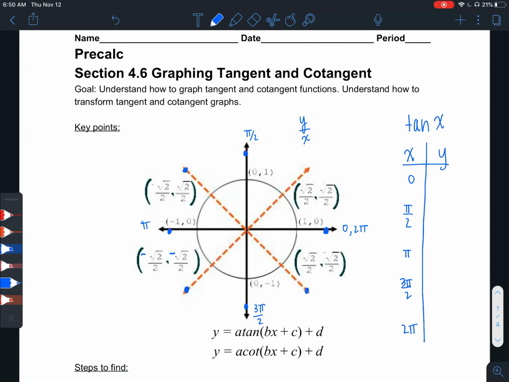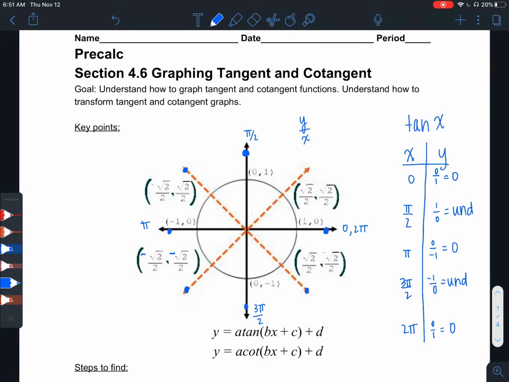So at 0, remember that tangent of x is y over x. So at the point (1, 0), we have 0 over 1, which is equal to 0. At pi over 2, we have 1 over 0, which is undefined. At pi, we have 0 over negative 1, which is 0. At 3 pi over 2, negative 1 over 0, undefined. And at 2 pi, it's 0 over 1 again, so we're at 0. Then at 2 pi, it starts to repeat itself again.